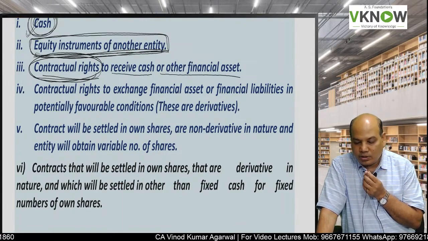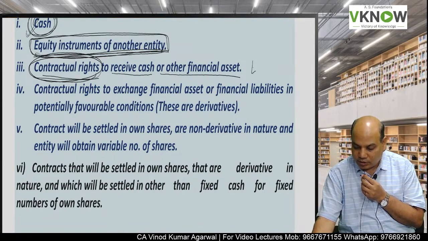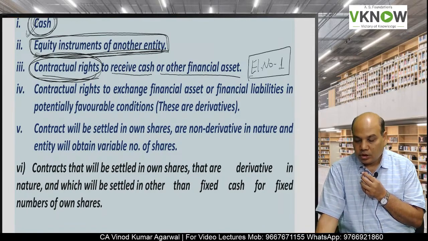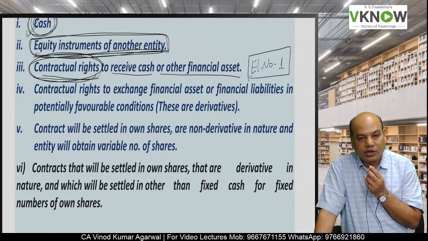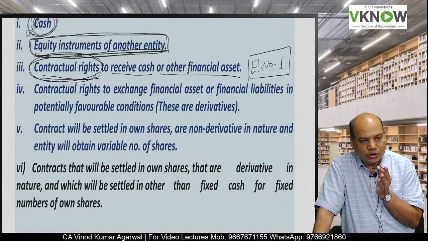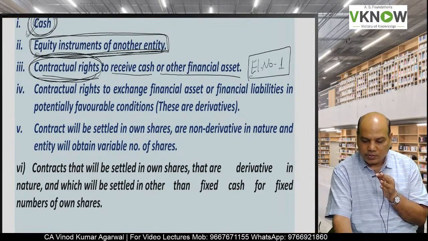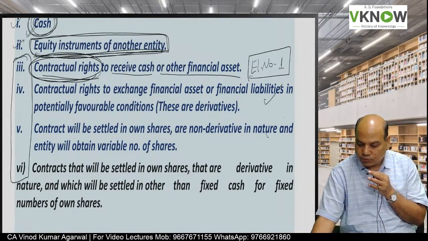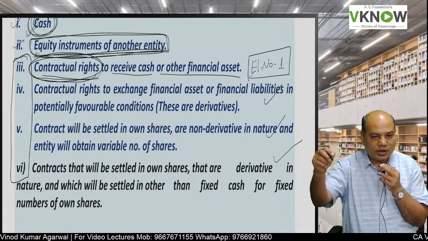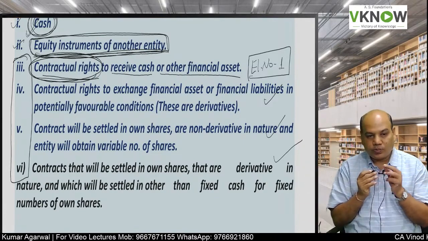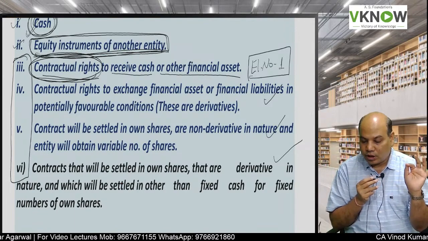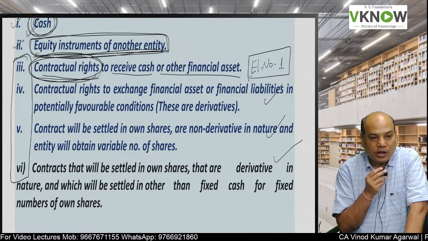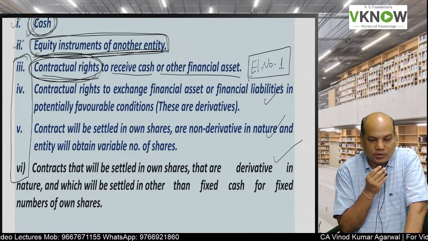The student will remember this was element number 1 in financial liability, where it was written a contractual obligation to pay cash or other financial asset. So this is the way to remember, except the first and the second one, the remaining 4 are similar to the 4 elements you have studied in financial liability. Fourth point is, it is a contractual right to exchange financial asset or financial liability in potentially favorable condition.